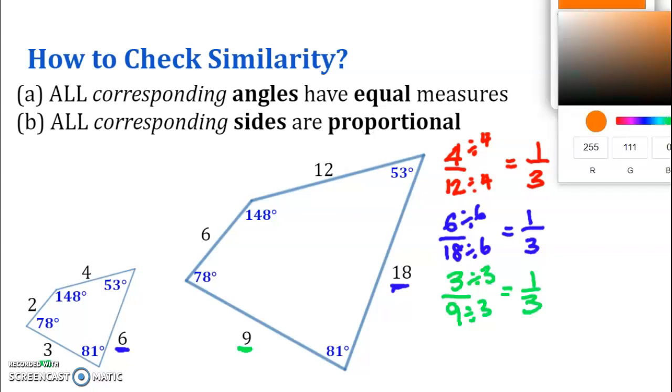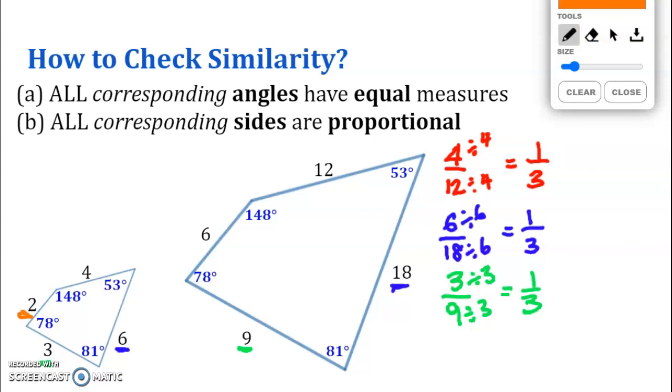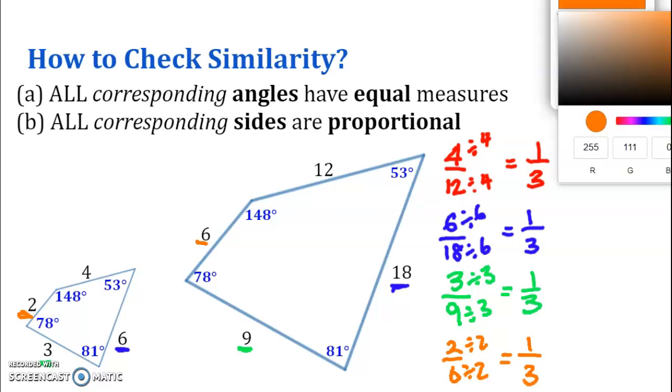And then finally, the last one, 2 over 6. I can divide both numerator and denominator by 2, the common factor, and that becomes 1 over 3 again. So notice at this point, all of them are 1/3. They all have to be 1/3. It's not good enough that three of them are 1/3 but one of them is 1/5. That means that all corresponding sides are proportional.